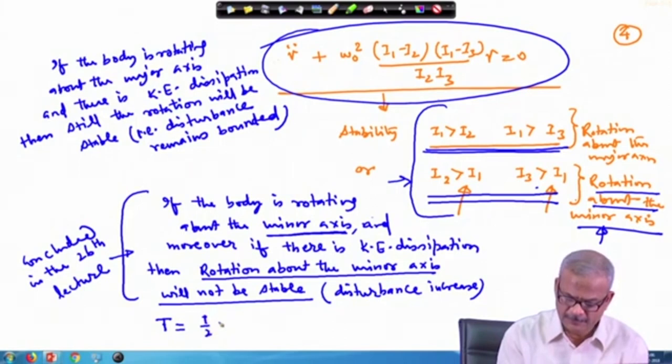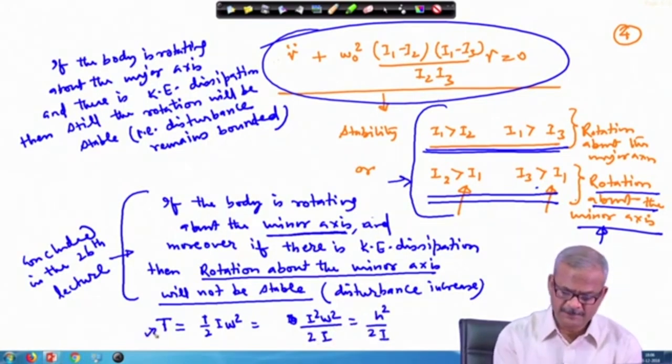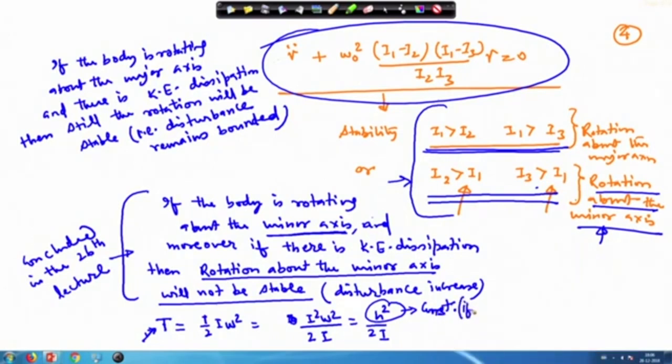As we have looked into this T, we have written it as 1 by 2 I times omega I square, and then we wrote this as I square omega I square divided by 2 I, which equals H square divided by 2 I. If torque is 0, this quantity is constant, and if T is decreasing due to dissipation, this quantity must increase.